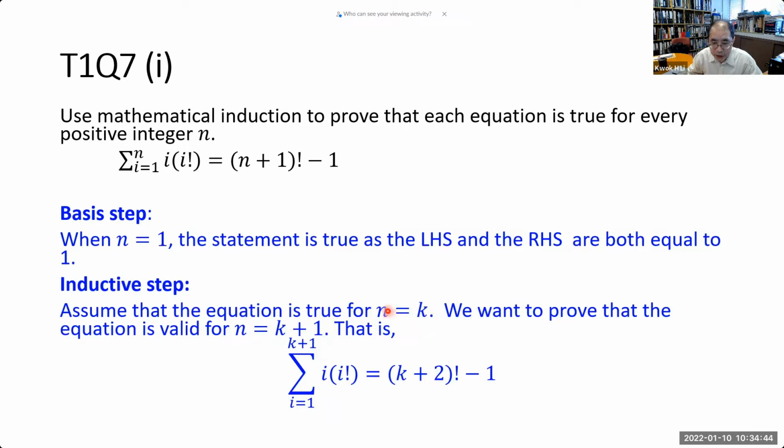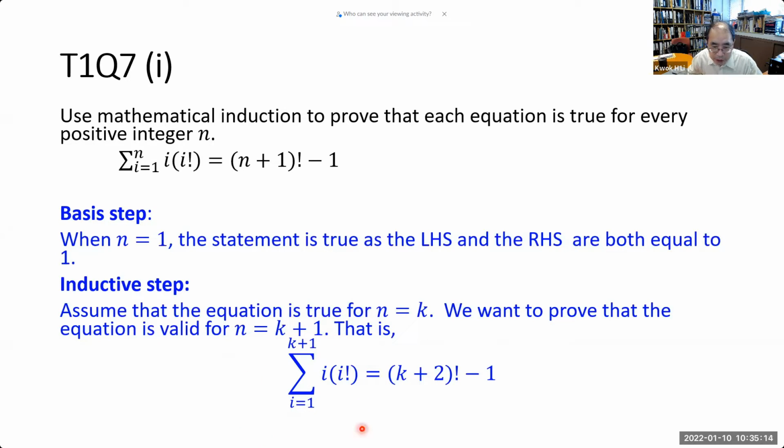Okay, so we assume that this is true. We try to prove that. Now, when we prove that, what we want is when n is changed to k plus 1. Then you see that the right-hand side should be, for n equal to k plus 1, k plus 1 plus 1, so it's k plus 2 factorial. We want to prove that.